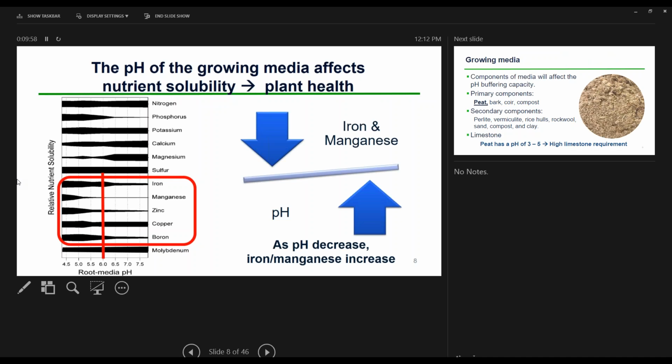An easy way to remember is that these elements go in opposite directions. So as the pH goes up, iron and manganese go down, and vice versa, right? So keep that in mind, just an easy thing to remember when you're training your team.